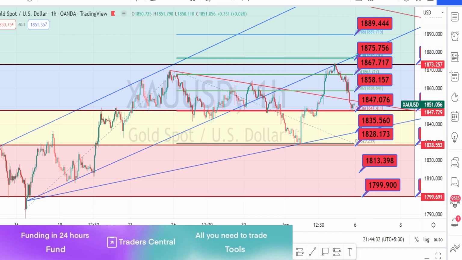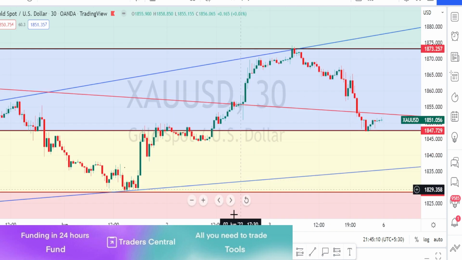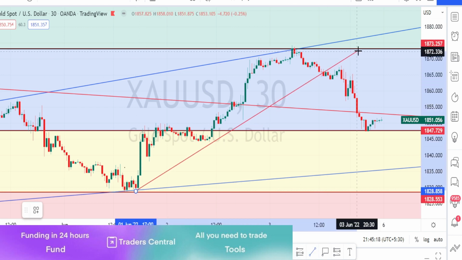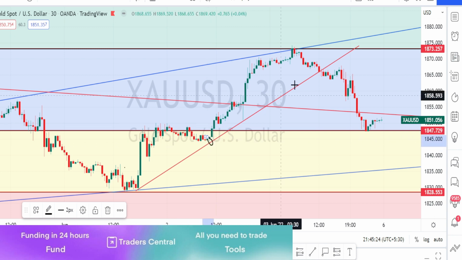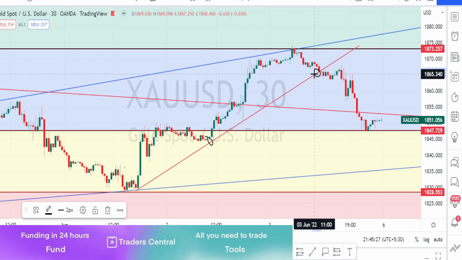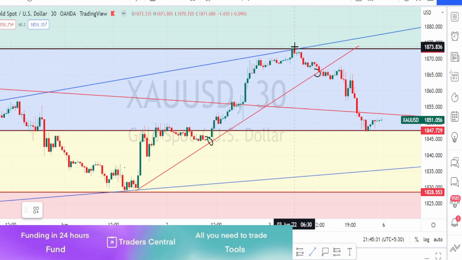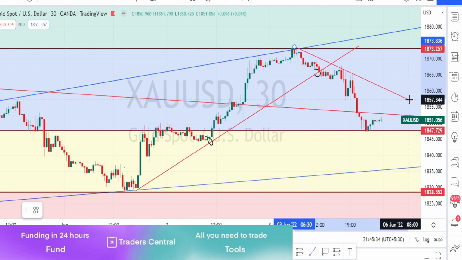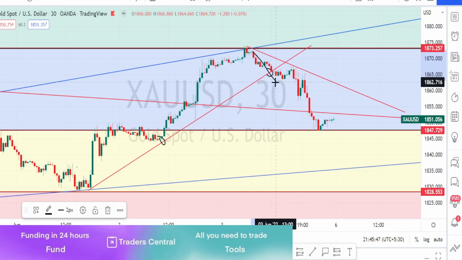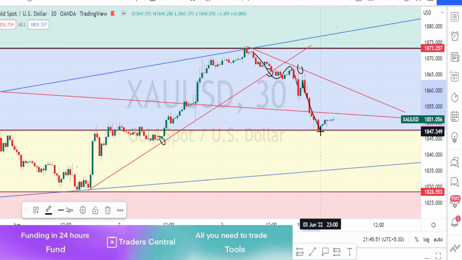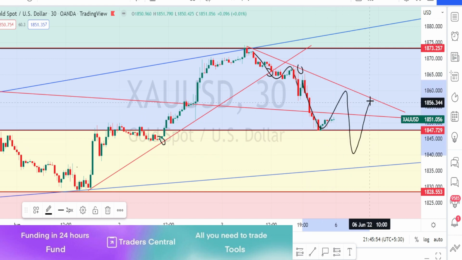Let us do the analysis in 30 minutes time frame. I am in 30 minutes time frame. When we draw a support line in 30 minutes time frame, previously the price action was taking support on this trend line or the support line, and currently it has broken this trend line. I am drawing one more resistance line over here. So currently the price action is trading below this resistance line. So as long as the price action is trading below this resistance line, we can expect the bearish trend to continue in 30 minutes time frame.